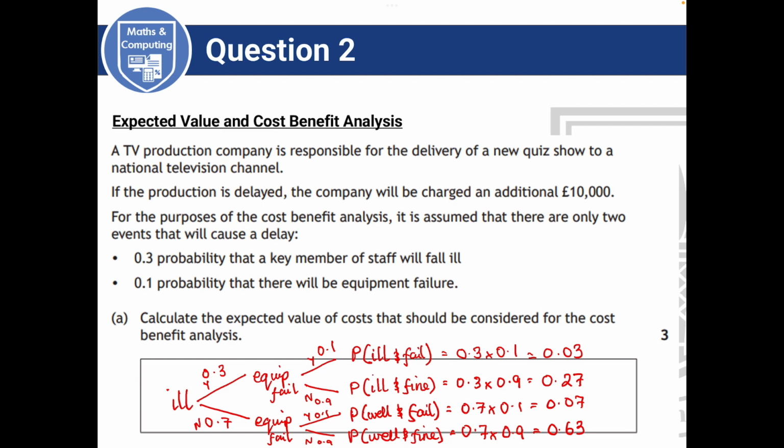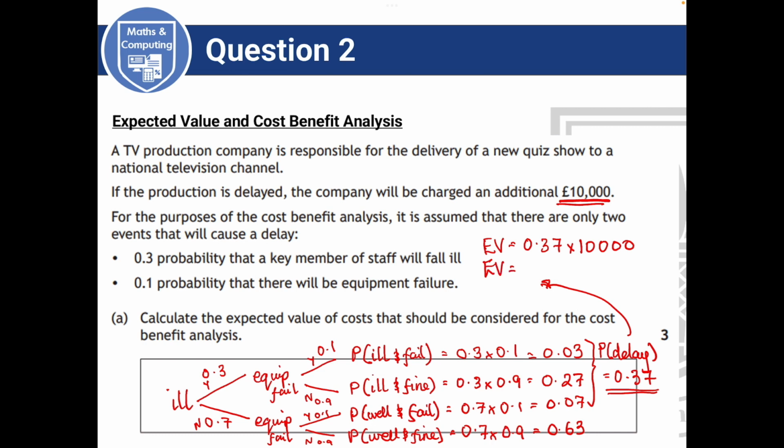Okay, so the probability that there is a delay comes from all of these options here. So the probability of a delay is going to be equal to the sum of all of these parts here, which is going to be 0.03 plus 0.27 plus 0.07. That's going to give you a probability of 0.37, which means that our expected cost, I'm just going to do this up here just so that I'm not squeezing it in. So the expected value of costs that should be considered would be equal to 0.37 times, in this case, our penalty being awarded here.